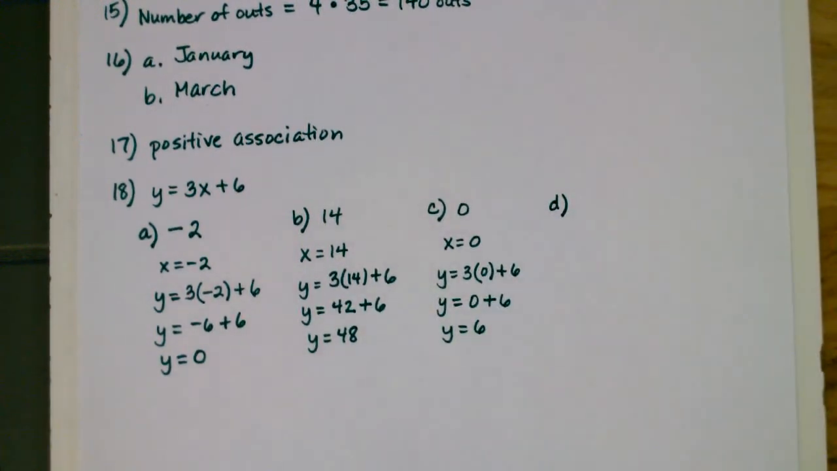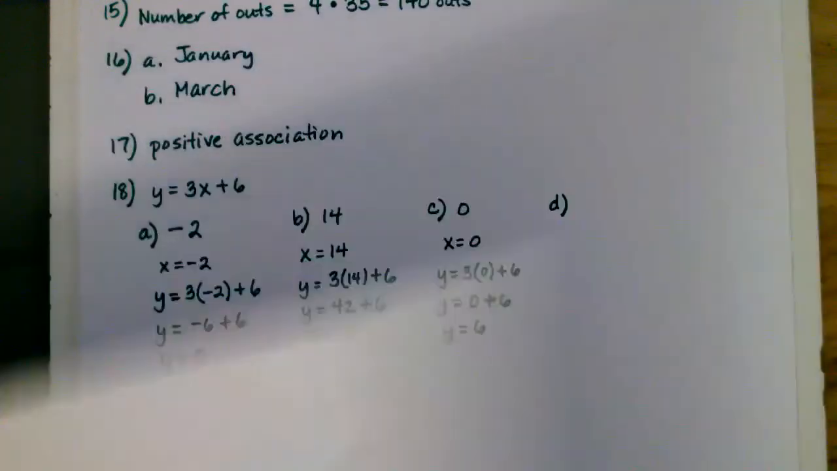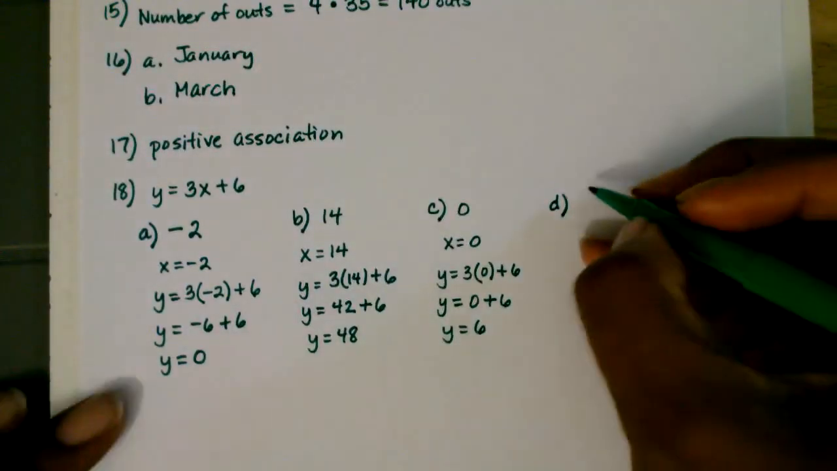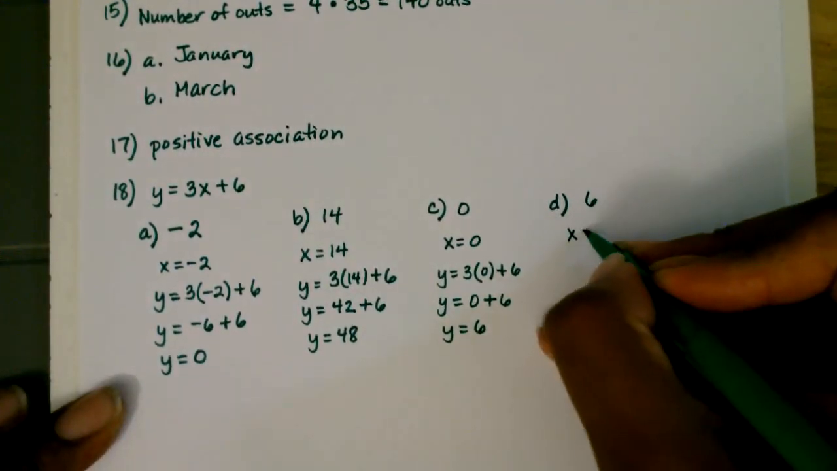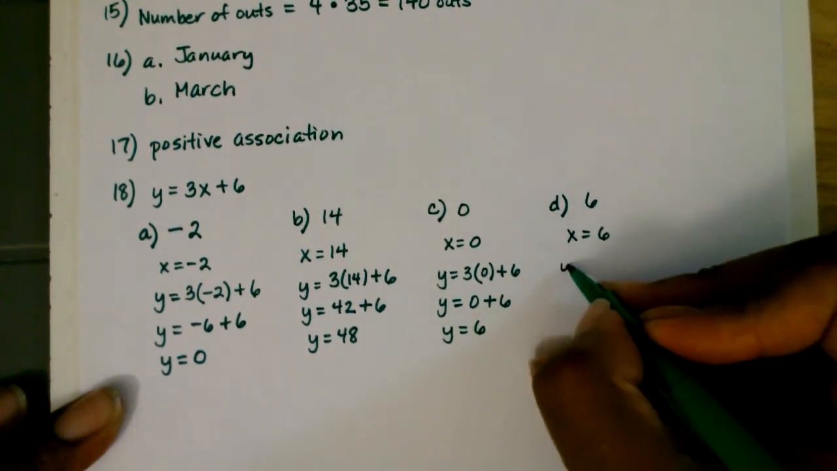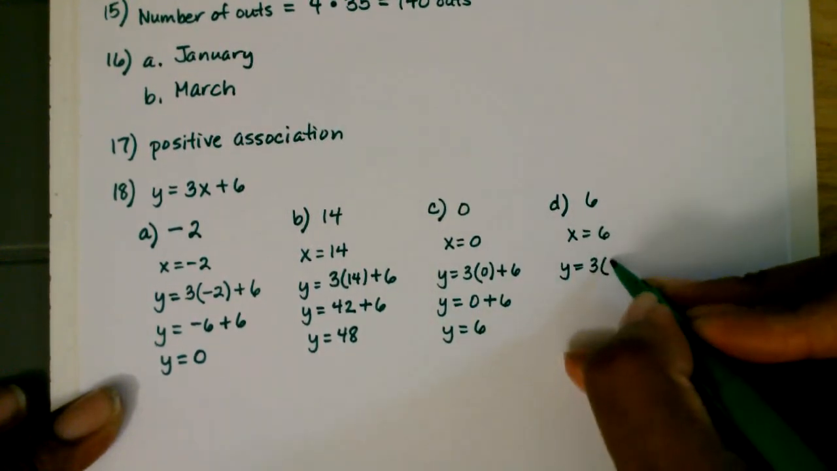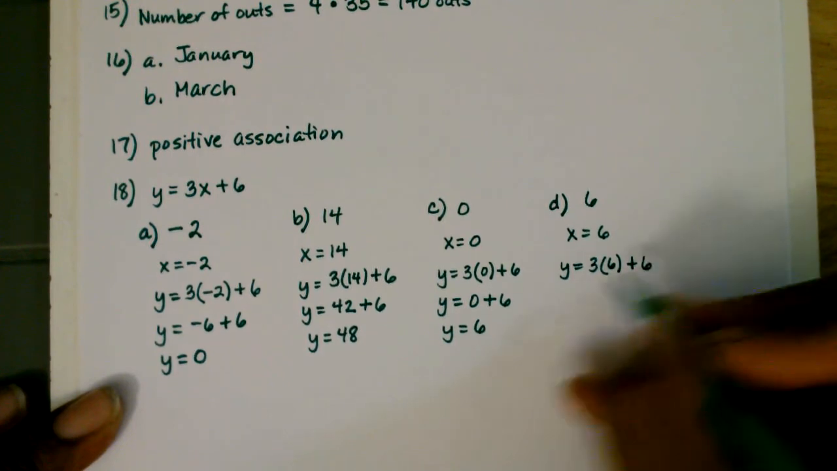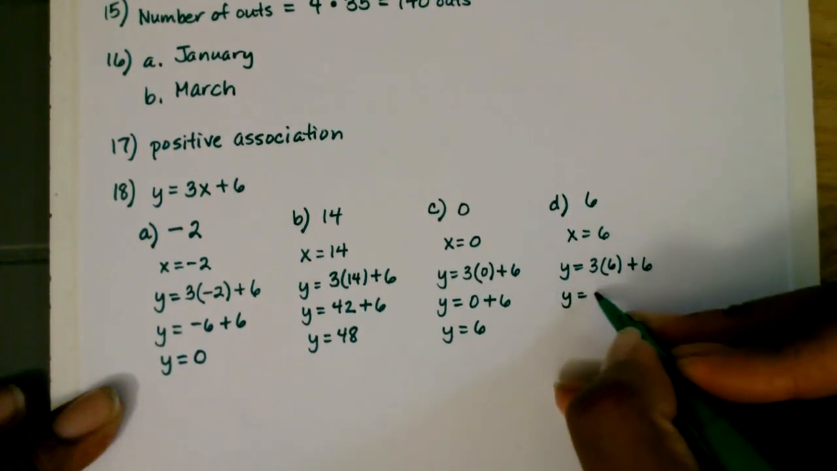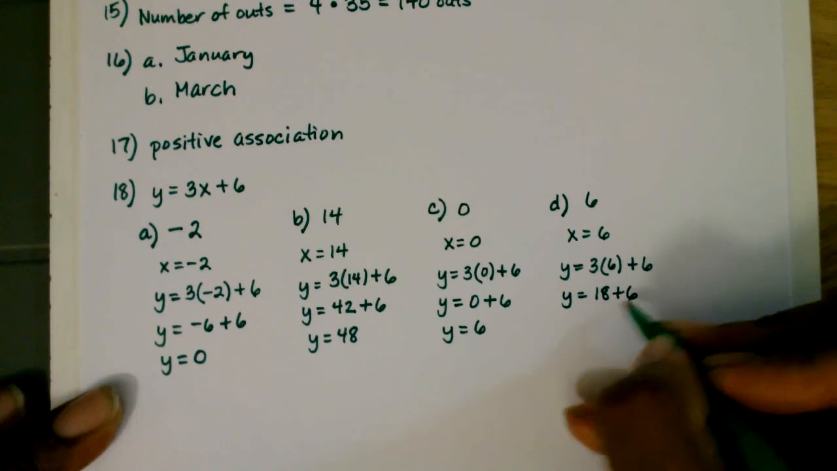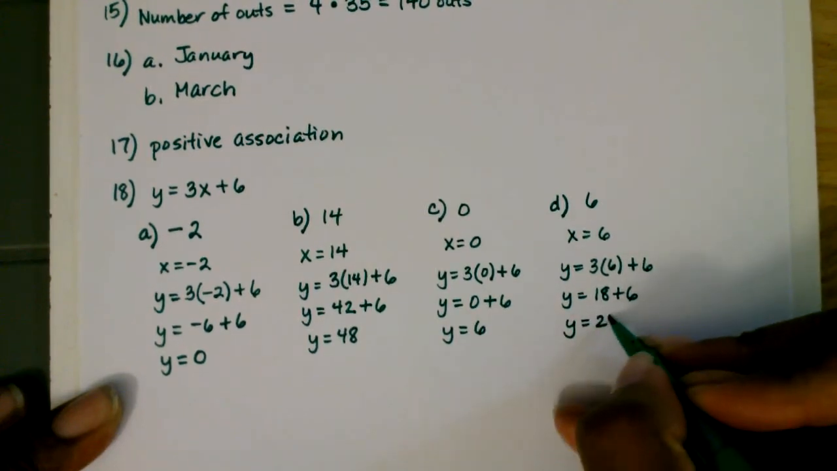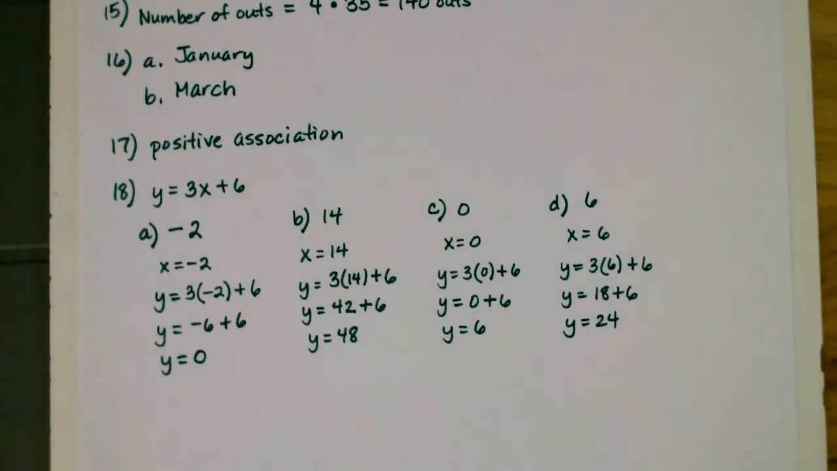And finally, part D, where you have 6. That will mean x is equal to 6 in this case. So that means y is equal to 3 times x, which is 6, plus 6. 3 times 6 will be 18. 18 plus 6 would be 24. So for x equals 6, I would expect to get a y value of 24.